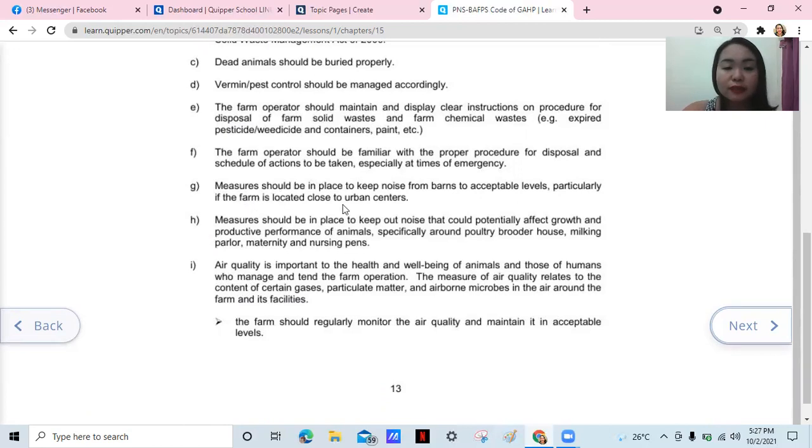So measures should be in place to keep noise from barns to acceptable levels. So it should not be noisy. You know naman, if you're a caretaker, of course, if you just attend to your animals appropriately, they will not make noise to the point of noise pollution. Particularly in farms that are located near urban centers.